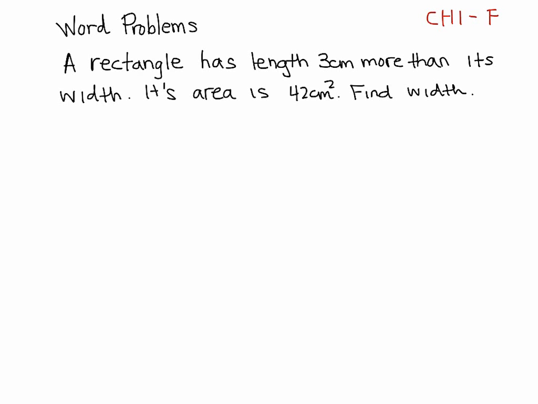We will be talking about word problems in this video. We have a rectangle whose length is 3 centimeters more than its width. Its area is 42 centimeters squared. Find the width. Well, the area of the rectangle is equal to length times width.